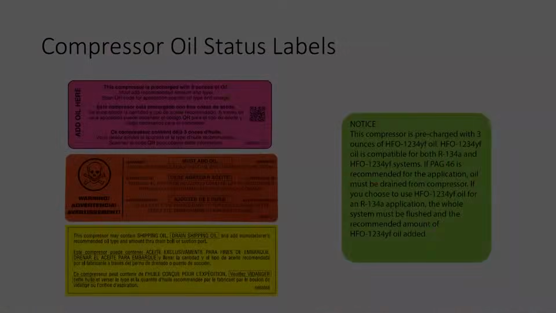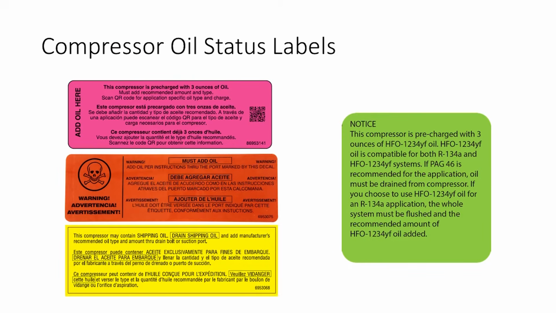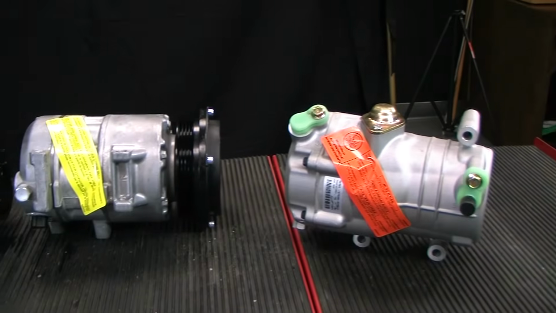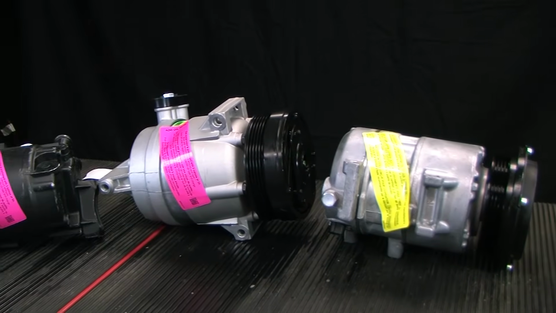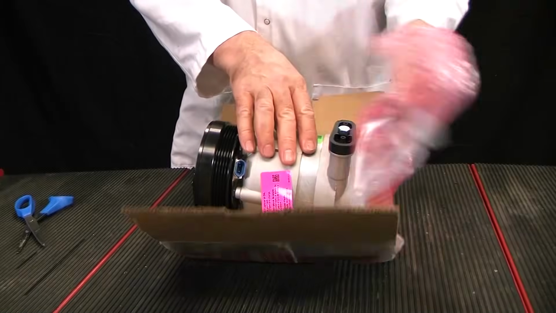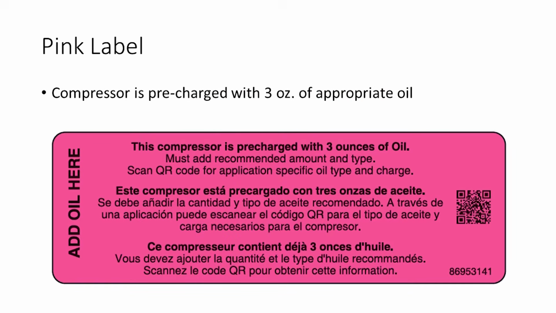To begin answering the questions we posed earlier, it is important to understand our compressor labeling system. All our new and remanufactured compressors are labeled to indicate the oil status of the compressor when you take it out of the box. Compressors with the pink label are charged with 3 ounces of the appropriate oil. This oil does not need to be drained. However, it must be counted as part of the overall system oil charge amount.